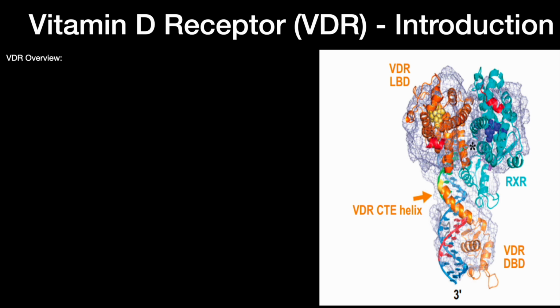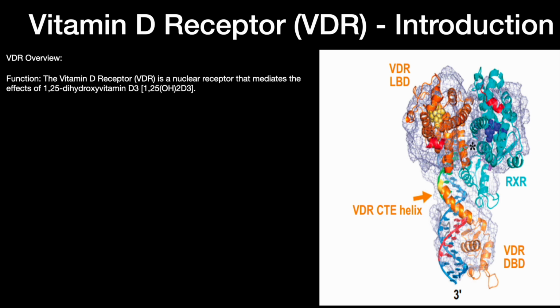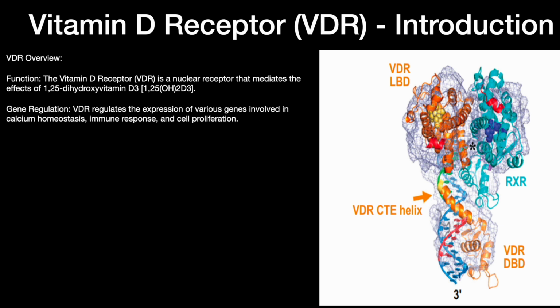Here you can see a diagram of the receptor. The vitamin D receptor is a nuclear receptor that mediates the effect of 1,25 D3. Now the vitamin D3 regulates the expression of various genes involved in calcium homeostasis, immune response, and cell proliferation.